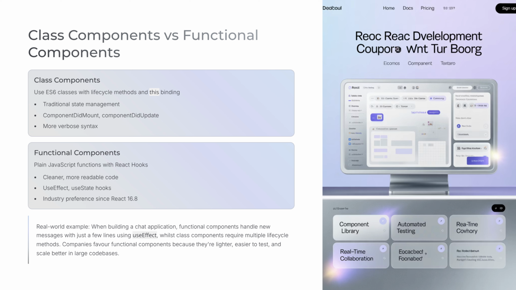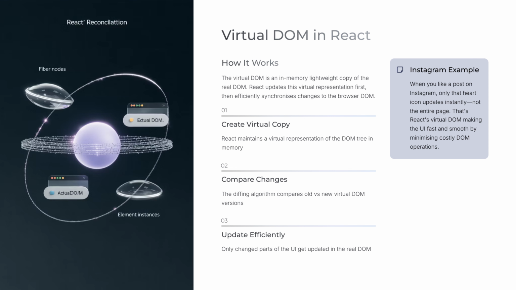Think of building a chat application. With class components, handling new messages might require multiple lifecycle methods, but in functional components, you can achieve the same behavior with just a single useEffect. This is why companies across the industry prefer functional components. They scale better, reduce boilerplate, and make onboarding new developers faster.